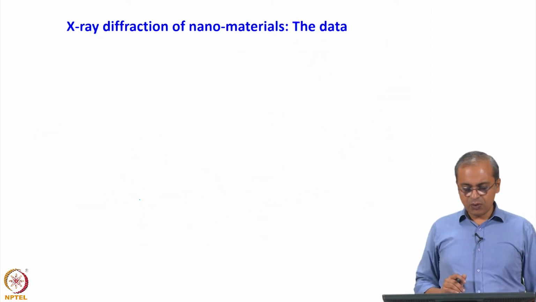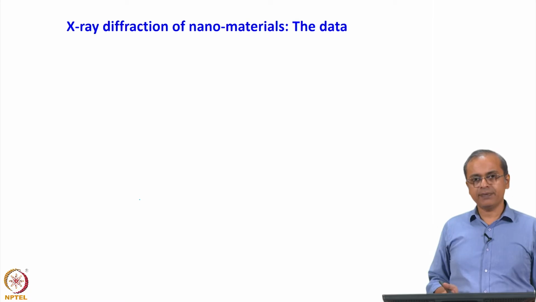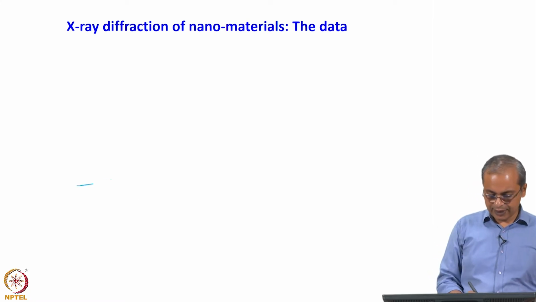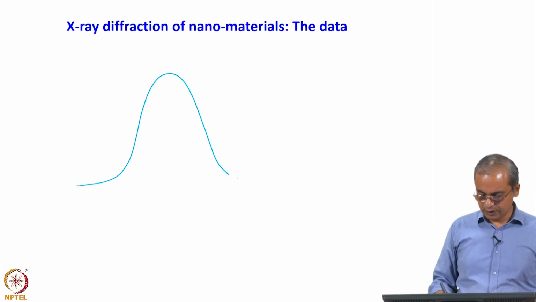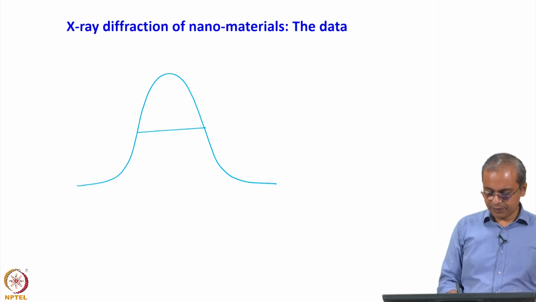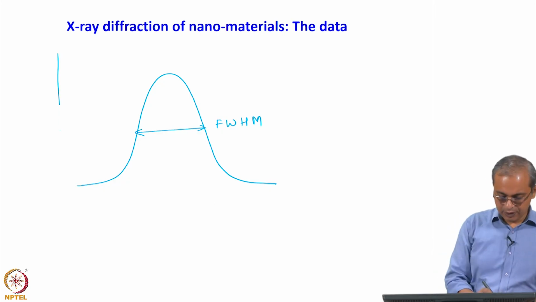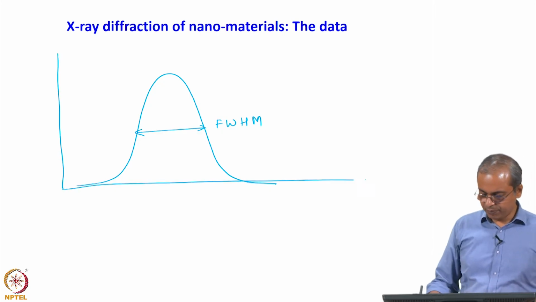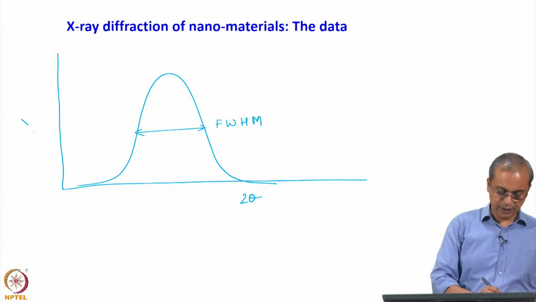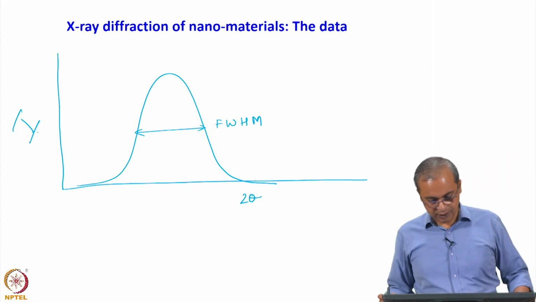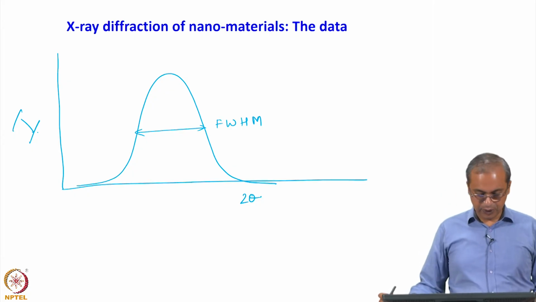Okay. So, that is how the data would look, with this full width at half maximum being a significant value for a particular peak. I am just showing you a particular peak, this is 2 theta and this is intensity. So, this is what it will look like.